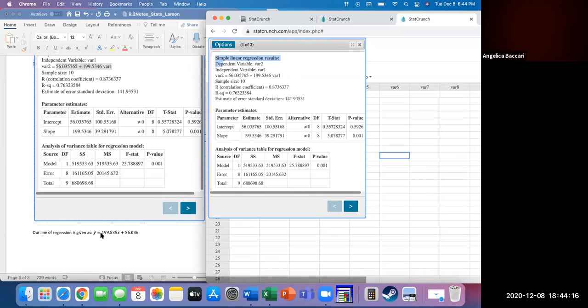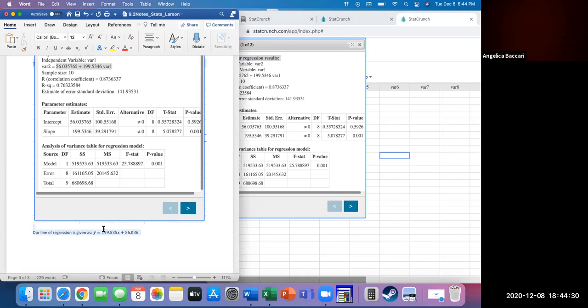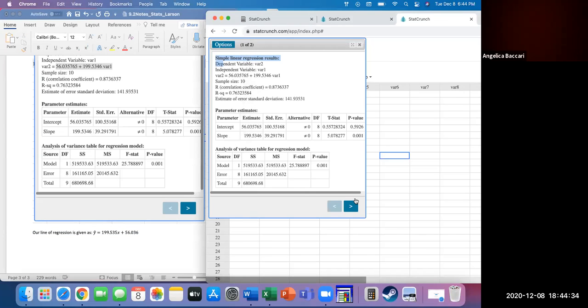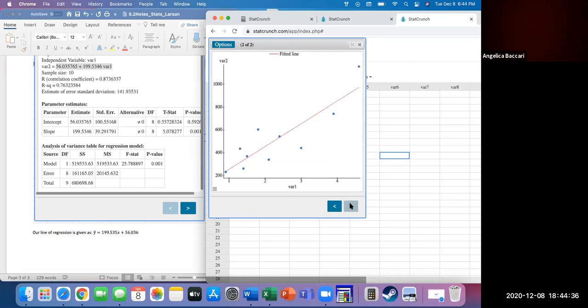Our line is y hat equals 199.535x plus 560.36, which is right here. But notice that it's in switched order. It gives you your slope and then your y-intercept, which is fine as long as you know which one has the x. I'm happy. And again, if you choose the next button over, it gives you your line, and also gives you your equation.